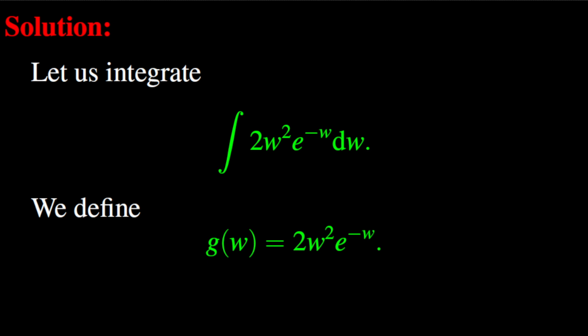Let us integrate the function 2w square times exponential of minus w. Remark that, at first glance, we easily see that the function we have to integrate is a product of a nonlinear function, exponential of minus w, with a polynomial function 2w square. Often, when you are faced with this type of complex integration problem, you have to adopt the appropriate strategy that will help you simplify the problem and find the antiderivative efficiently.